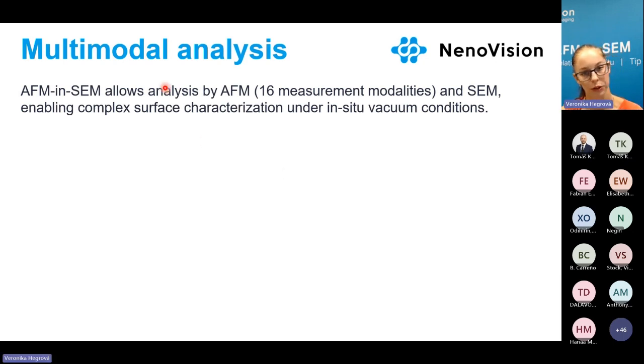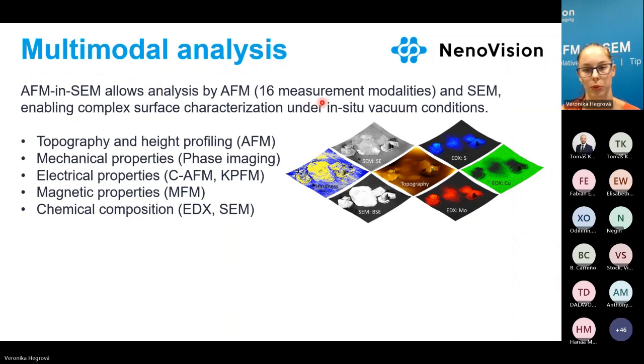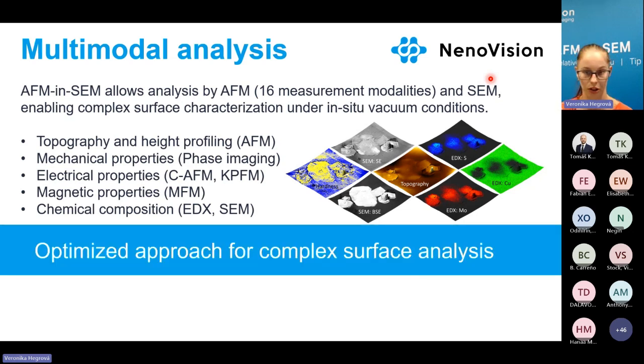AFM-in-SEM, from the AFM part, we have 16 measurement modalities which can be used for measurement of precise topography, mechanical properties, electrical, magnetic, and chemical composition. And SEM has various modalities as well, and all of them can be used when they are in SEM. And all of them then can be combined, and we are sure that we are under in-situ vacuum conditions. So there should be no change in the sample.